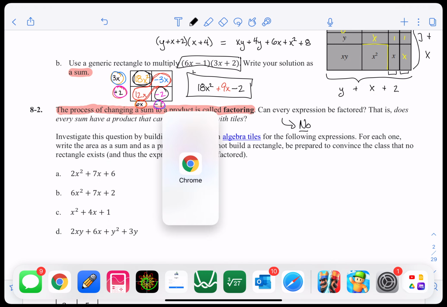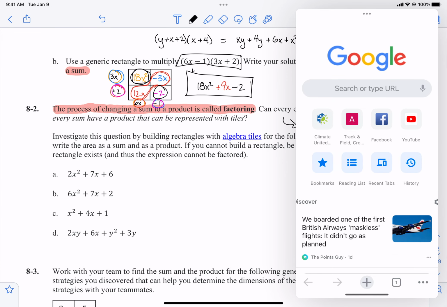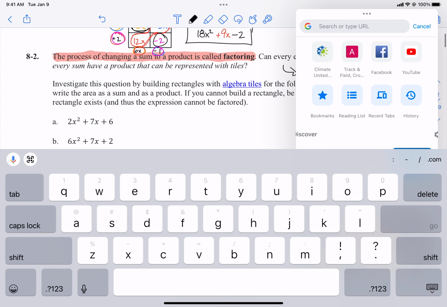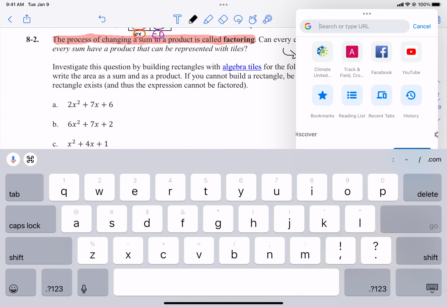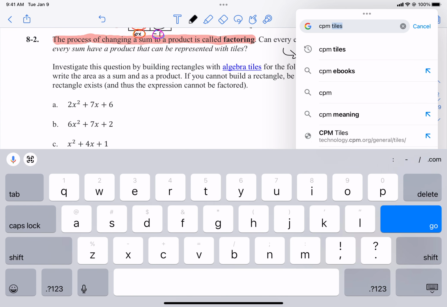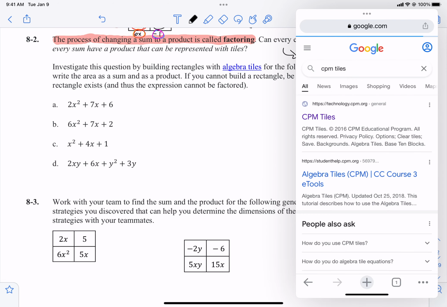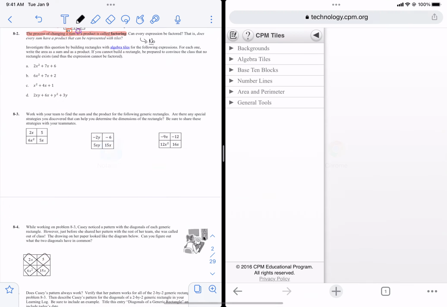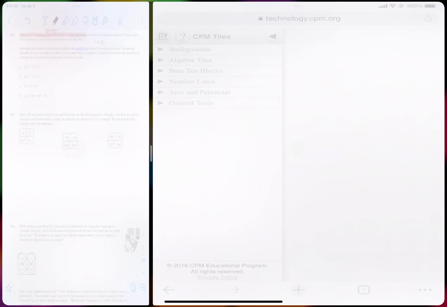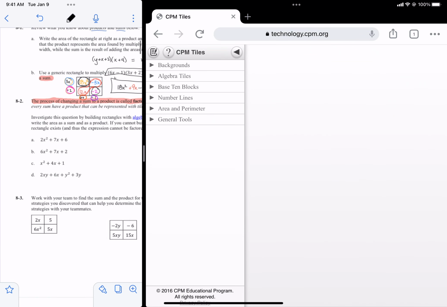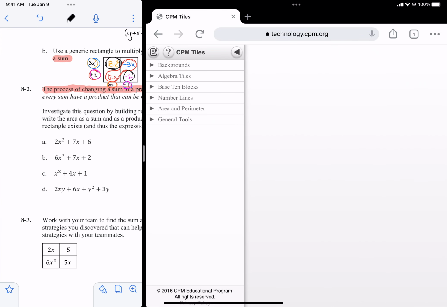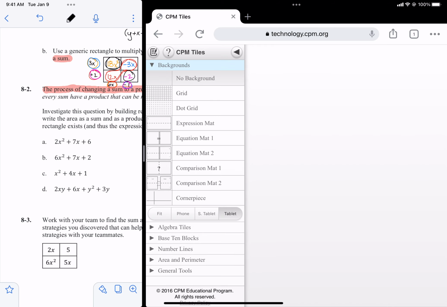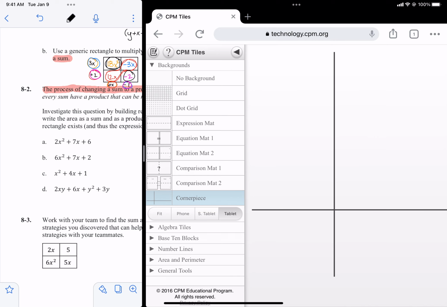The way we want to try to factor this is by using algebra tiles. So I'm going to open up a web browser, and I want to go to the CPM algebra tiles. So I can type in CPM tiles. And when I do that and click on the first link, I will get to my CPM algebra tiles. Now, the process of factoring involves making rectangles. So we're going to pick a background, and the background we're going to pick is the bottom one that says corner piece.